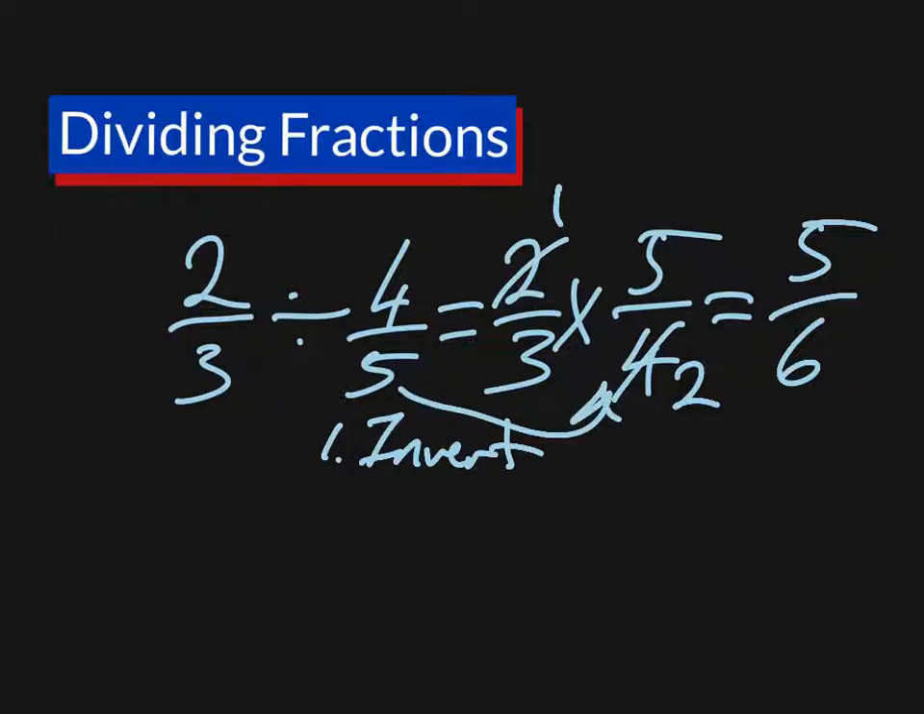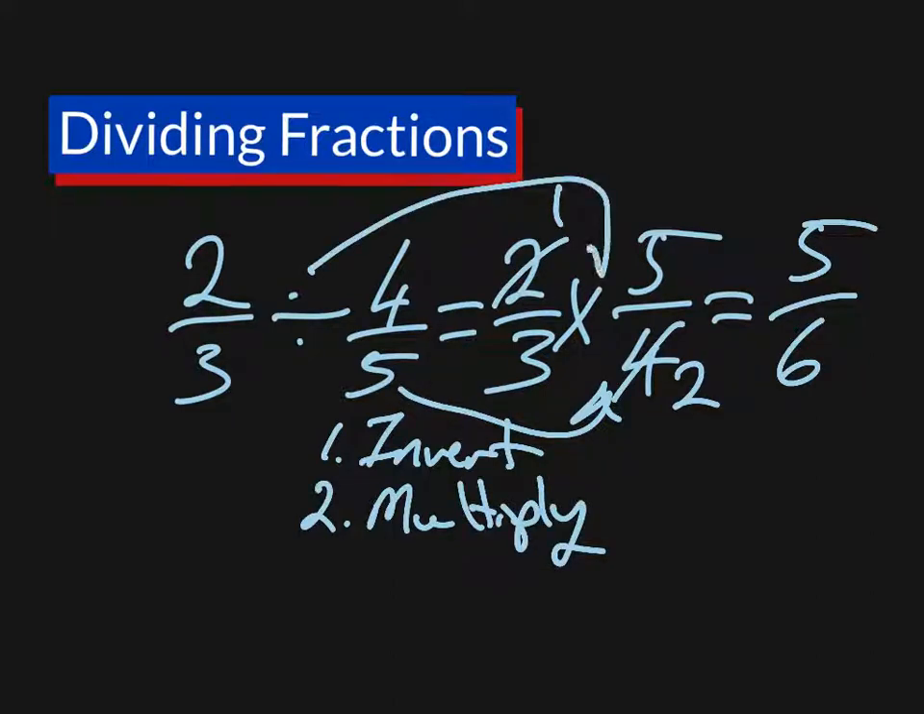So to review, first you're going to invert the second fraction, and we inverted 4/5 and made it 5/4. Then we're going to multiply. So after we've inverted, we're going to change the dividing sign to a multiplying sign. And then, if possible, we're going to simplify, and in this case, 5/6 is already in lowest terms.